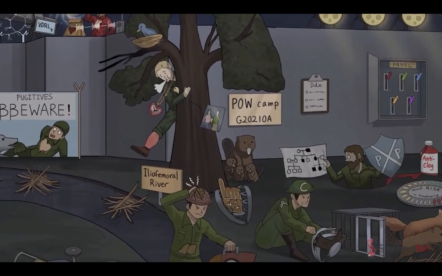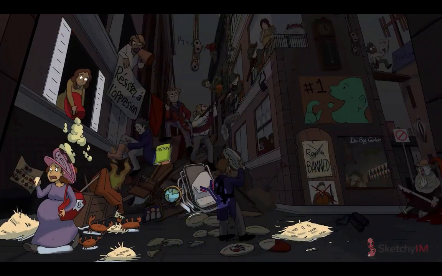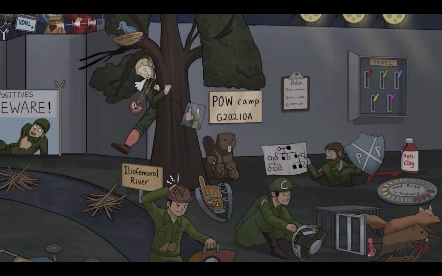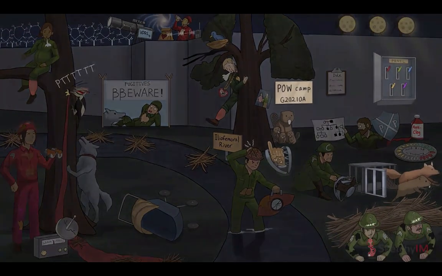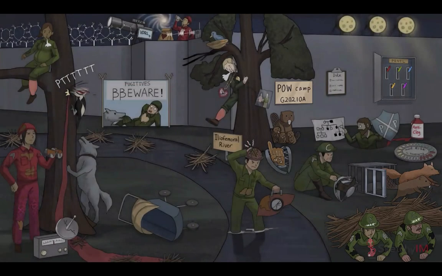As you might expect, the differential diagnosis for antiphospholipid syndrome includes, well, everything we've talked about in this sketch. Namely, we're talking about acquired hypercoagulable states such as malignancy, post-op status, prolonged immobilization, pregnancy, nephrotic syndrome, and hormone replacement therapy. In addition, since many patients with antiphospholipid syndrome will present with VTEs at a young age, make sure to think about the inherited hypercoagulable disorders we've discussed in this sketch as well.